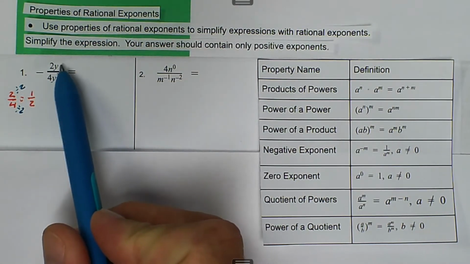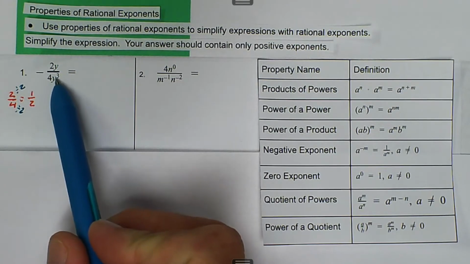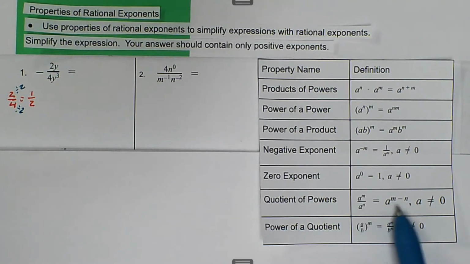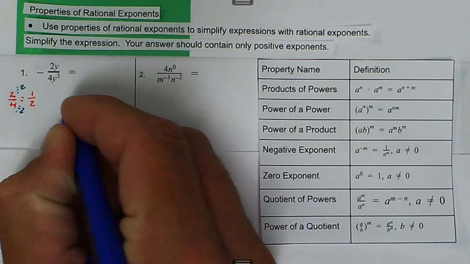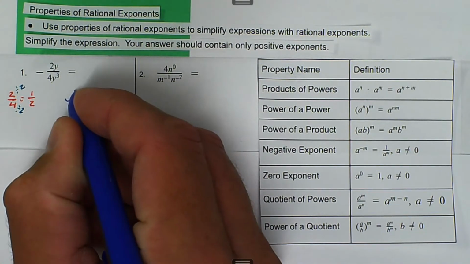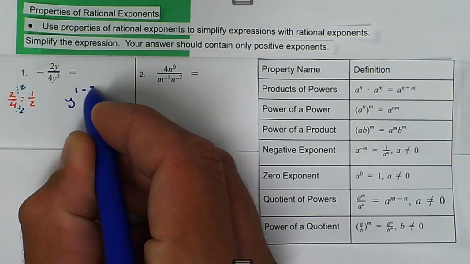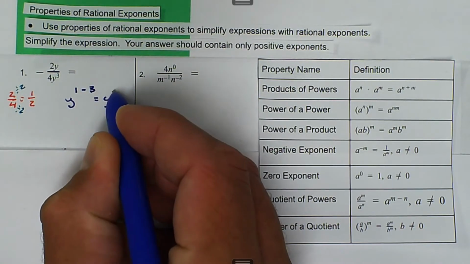Now there's two ways to think about how we can simplify the variables here. We can use quotient of a power, where if we have the same base in the numerator and the denominator, then we can just subtract the exponents. So here we could rewrite this as, so we have y, and if it's not written, we understand that there's a 1 there. So y to the first minus 3, which would be y to the negative 2.